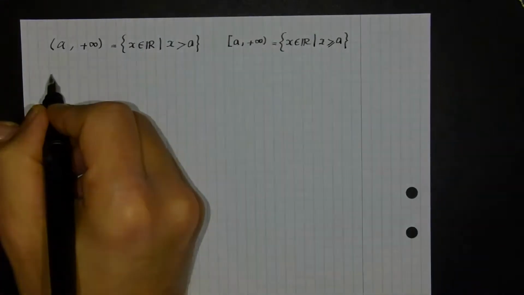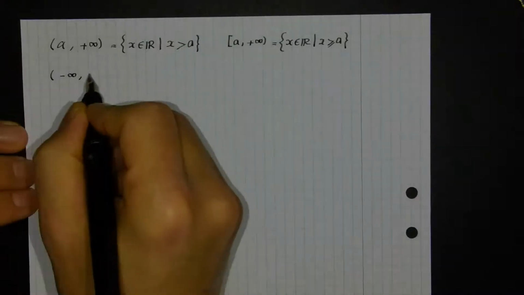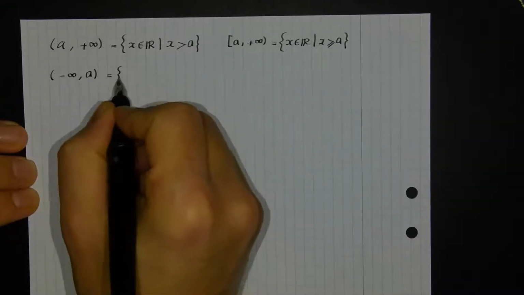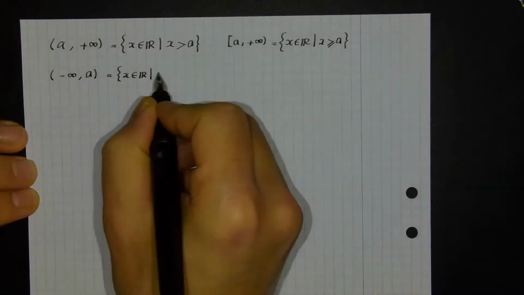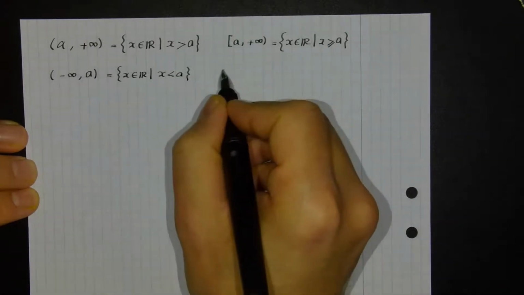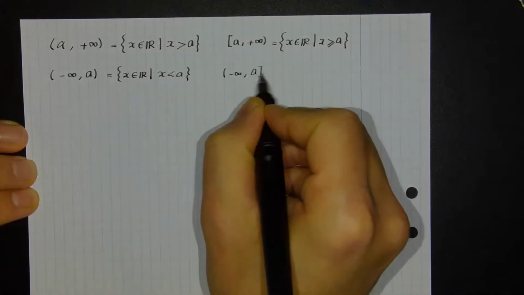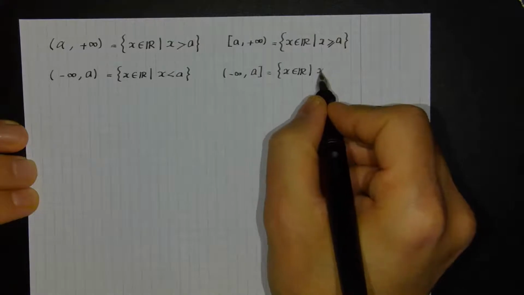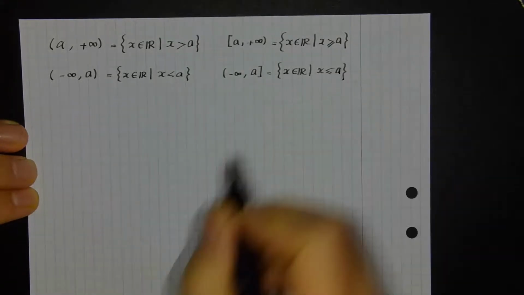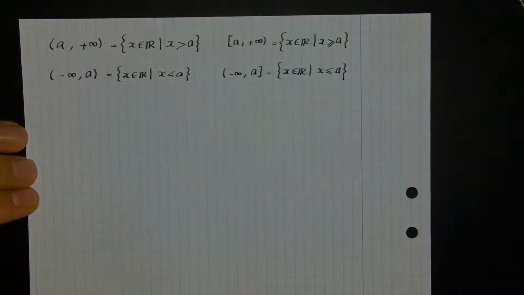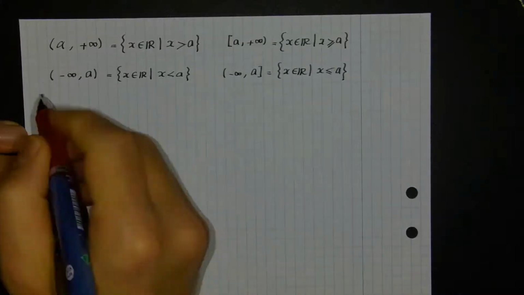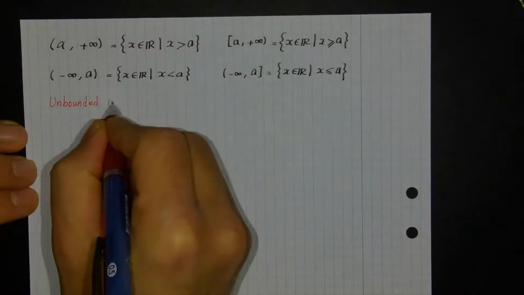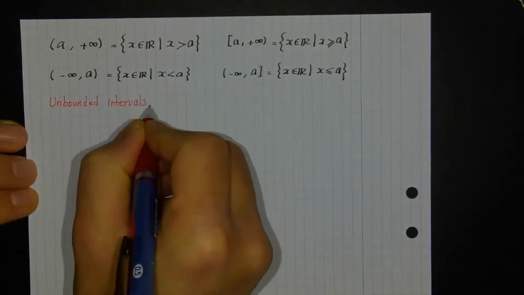You can have also the other direction. You can go from minus infinity to some point, say A, and close it. This becomes x belongs to R where x is strictly less than A, and you can have this situation. These are very, very famous. I don't know why they haven't talked about this in the Swedish books. So these are also intervals, but they are called unbounded intervals. So this is also good to know.